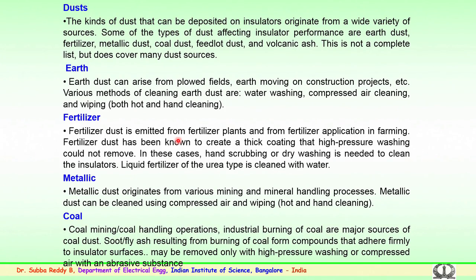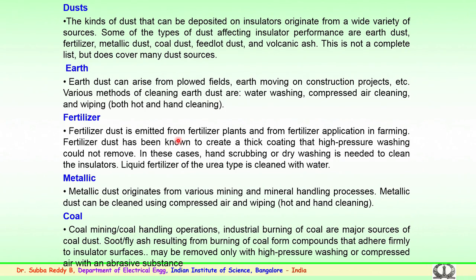So, dust could be of various kinds and can be deposited on insulators, originating from a wide variety of sources. Some of the types of dust affecting insulator performance are earth dust, fertilizer, metallic dust, coal dust, feedlot dust and volcanic ash. This is not a complete list, but it does cover many of the dust sources. So, dust from various sources accumulates on the insulator surface and could cause contamination.